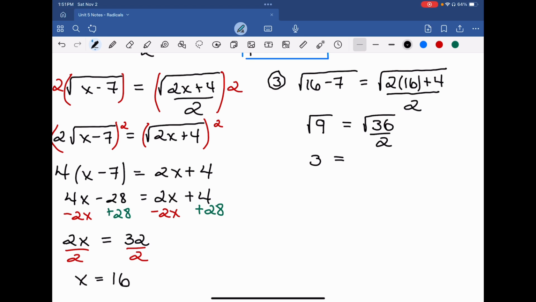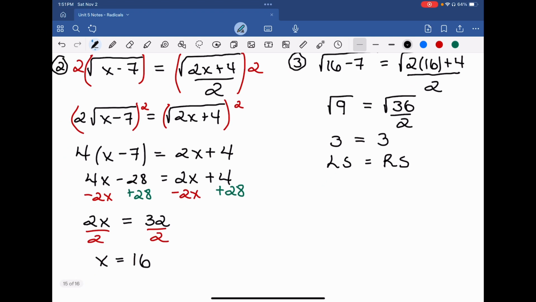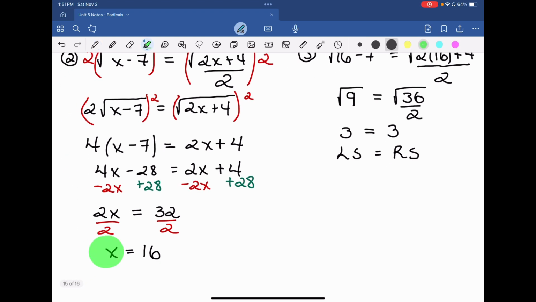Or, sorry, square root of 36 is 6. 6 divided by 2 is equal to 3. Therefore, the left-hand side is equal to the right-hand side. And as soon as you can prove LS equals RS, you know that this solution is a satisfiable solution. So therefore, we're like, hey, x equals 16. This seems appropriate to us, and we are happy with this.